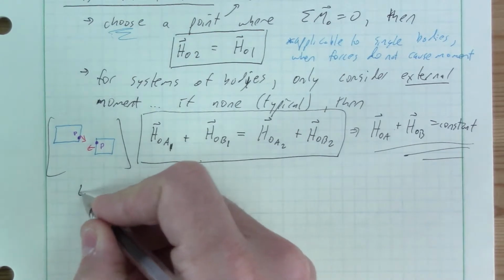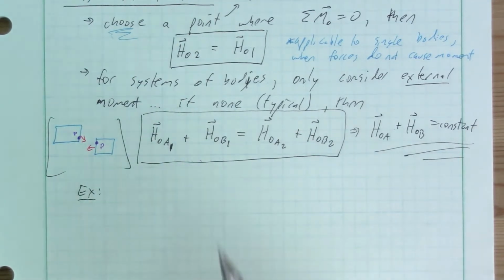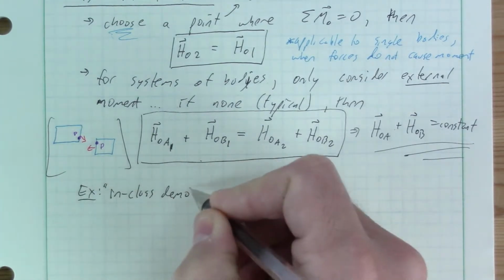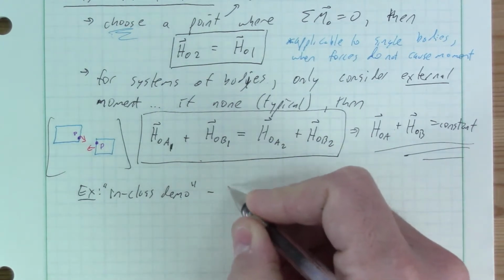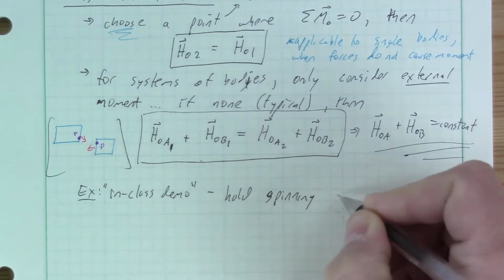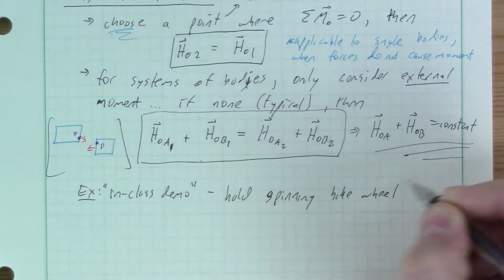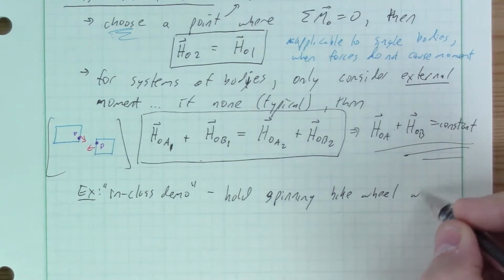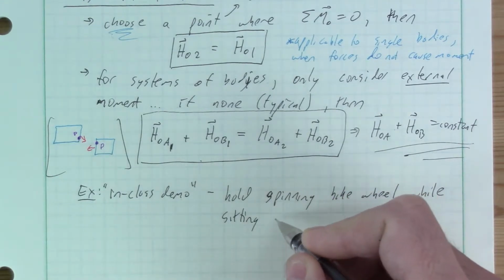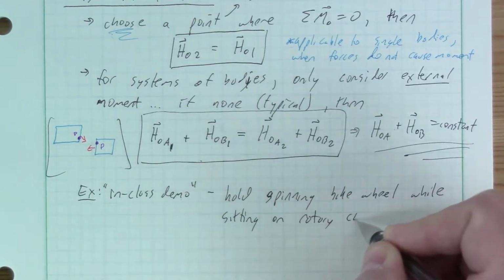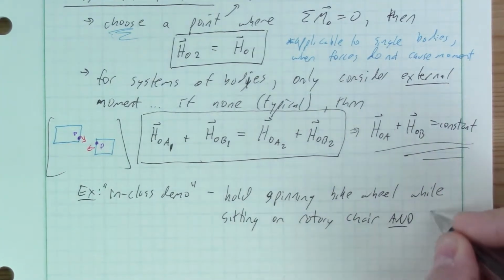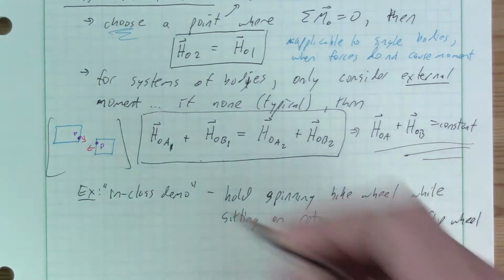Okay, so before we get there, let's start with an example that would be an in-class demo, but we don't have the luxury of doing that here. What we'll do is hold a spinning bike wheel while sitting or standing on a rotating platform. So sitting on a rotary chair, one that has the ability to rotate, and then flip the wheel.